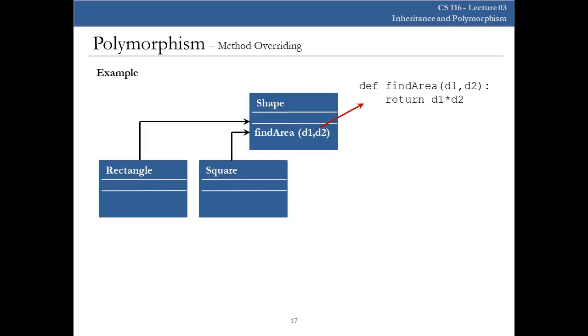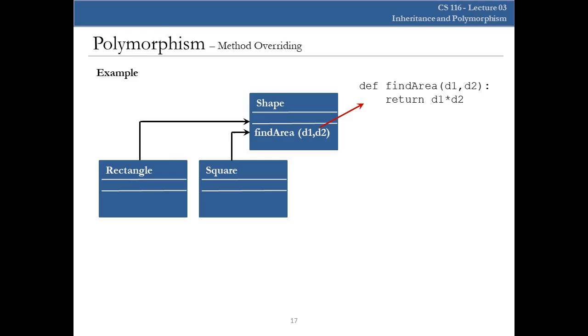Now let's suppose I want to inherit a third class from this class shape, a right triangle. If you want to calculate the area for a right triangle, then again you will need two dimensions, height and base. So the definition of the function seems fine. D1 can be equal to height and D2 can be equal to base.